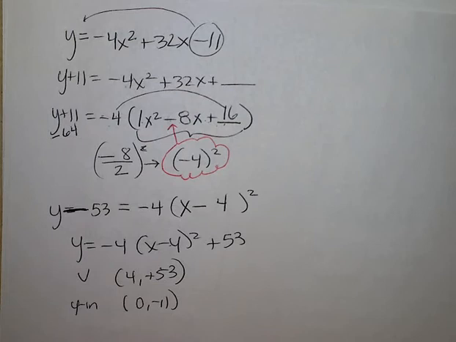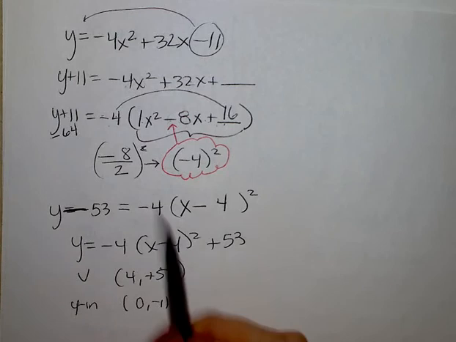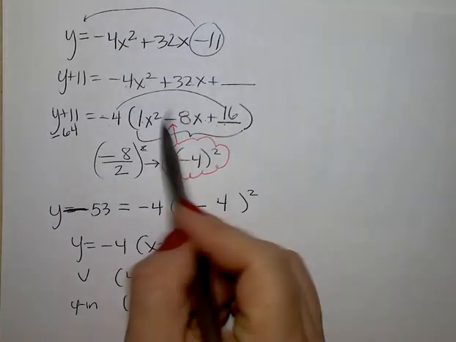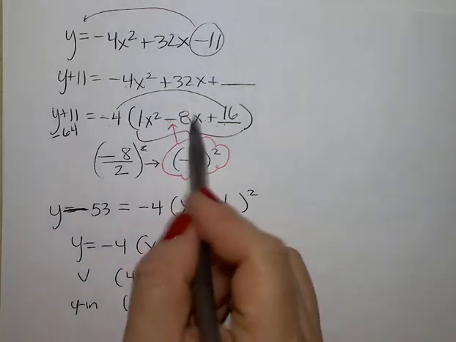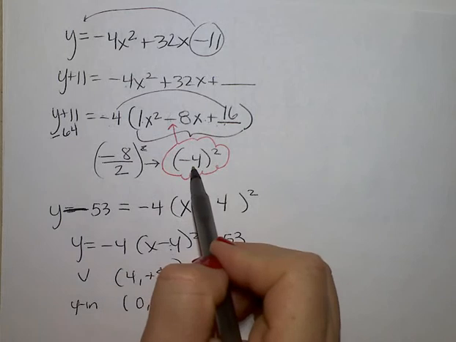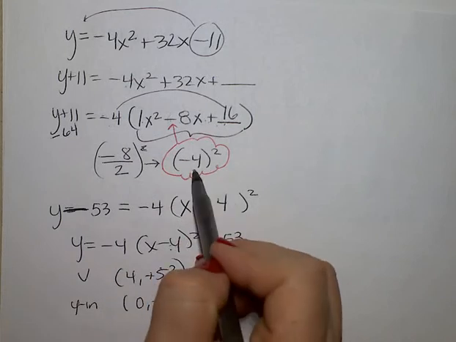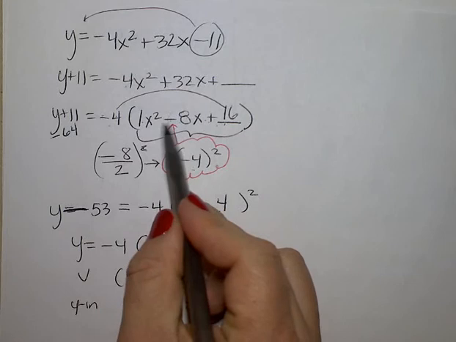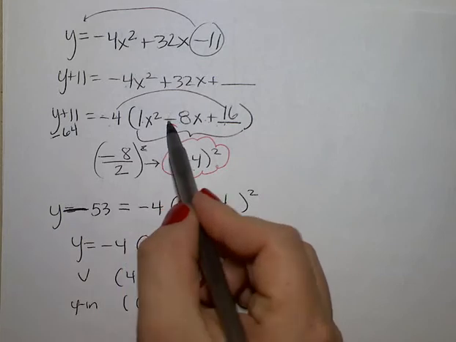Does anyone have questions? How did I get this number? Did you understand where I took this value, which is negative 8? I always take the b and I divide it by 2. So 8 divided by 2 is a 4, and it's a negative because the sign of the b is negative. Does that help?